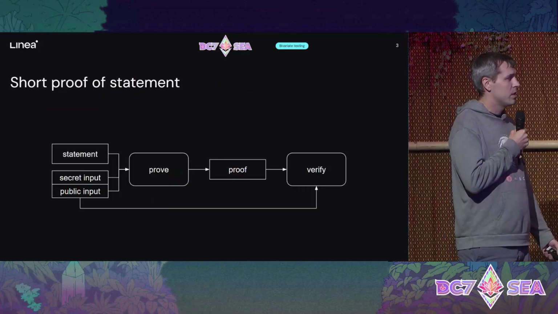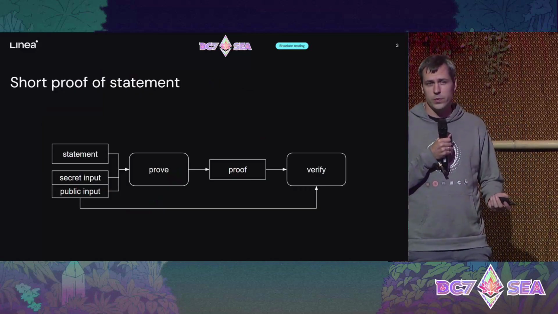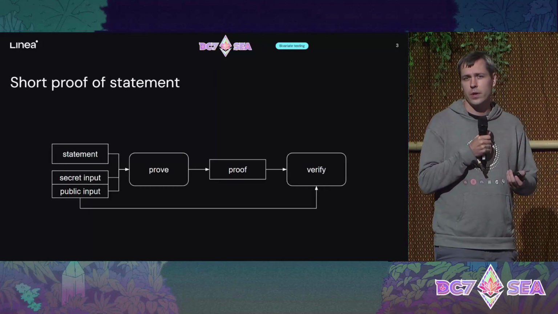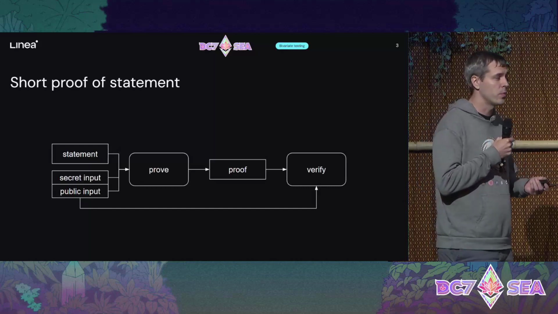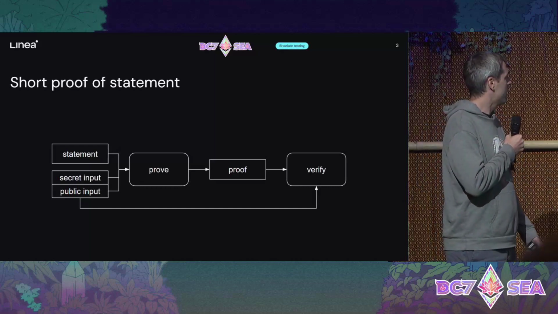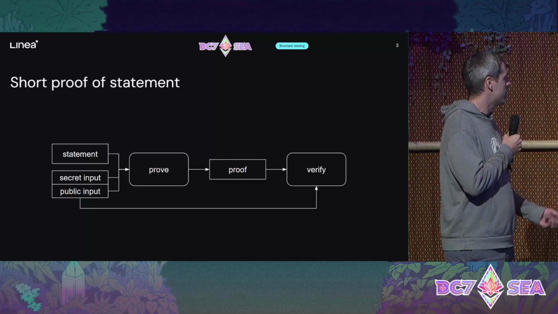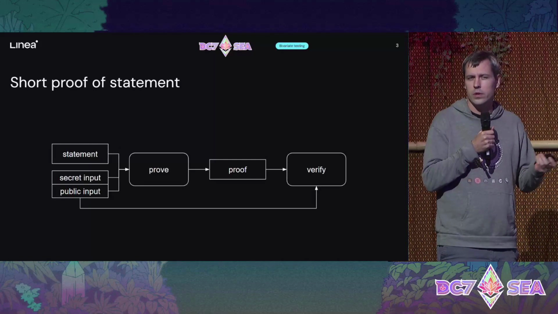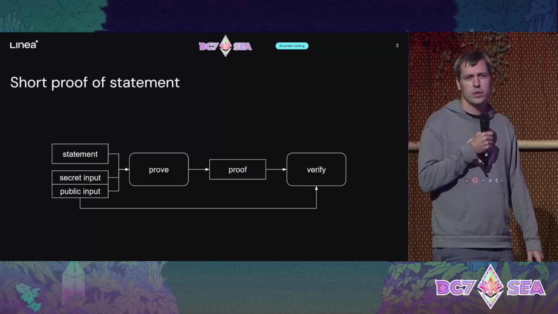So let's set the stage before we start. What we want to do, let's say we have some kind of statement, which can be a mathematical statement or a computer program. And we have some inputs. We have the secret input and the public input. The secret input is something only the prover knows. The public input is known to everyone.